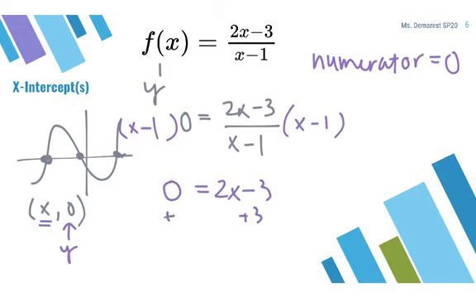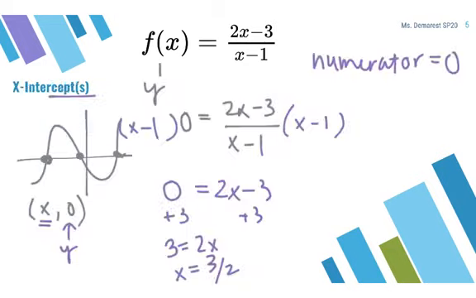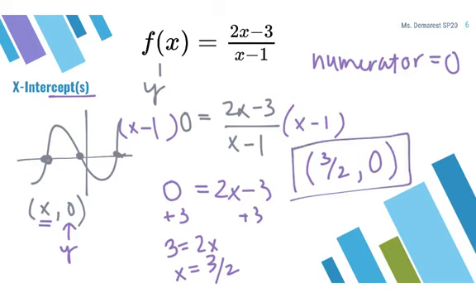So we add 3. Add 3. 3 equals 2x. X equals 3 over 2. But then remember, this is an ordered pair. It's a point on my graph. So for vertical asymptotes, we write it as x equals 1 because that's a line through x equals 1. But this is a point on our graph. So we have to write it as 3 over 2 or 1.5. I don't care. Comma 0. You have to write it as an ordered pair. I do care about that because it's a point on our graph.